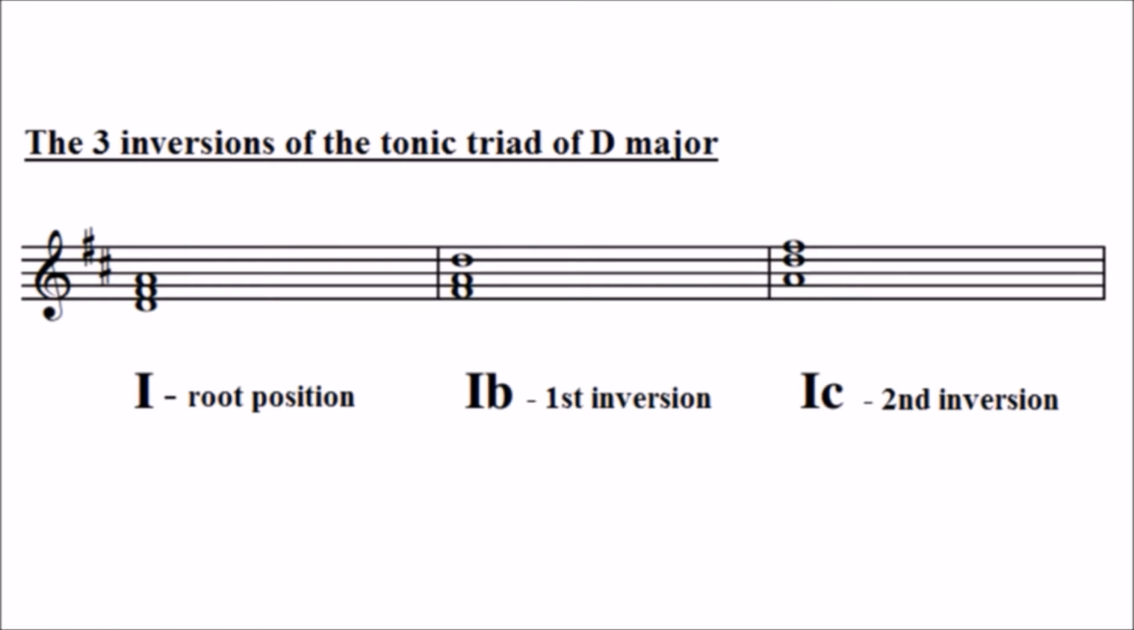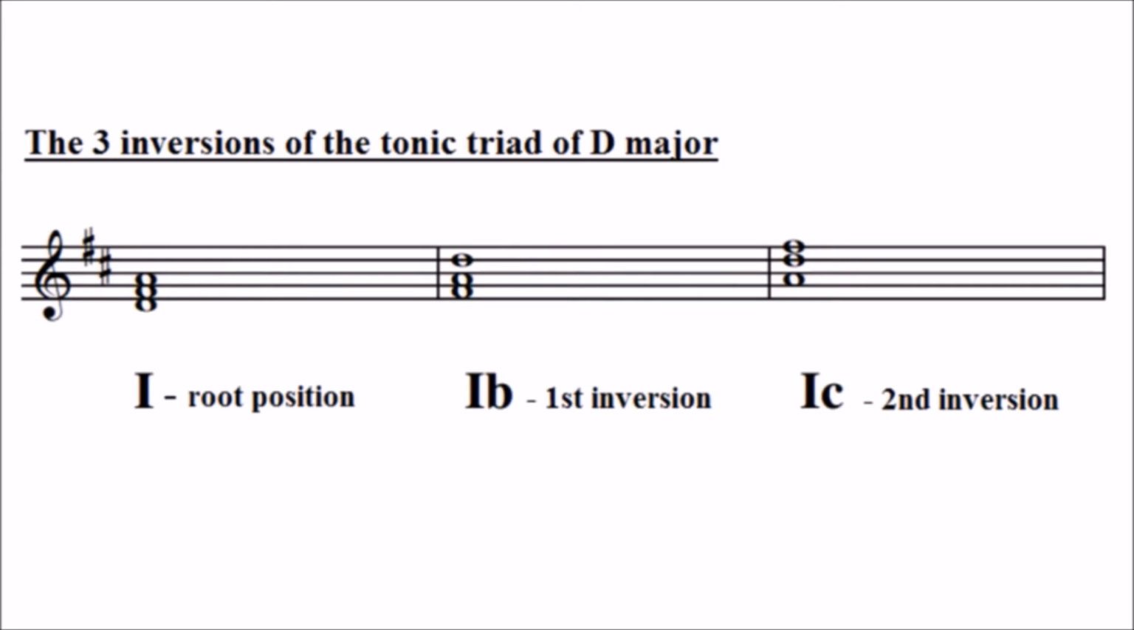To make this a little bit clearer, here are the 3 inversions of the tonic triad of D major. The normal chord of D major is D, F sharp and A, but the first inversion of D major has the F sharp at the bottom, and second inversion of D major has the A at the bottom. Notice also how they are described with Roman numerals and then a letter after them. The first chord is really Ia, but traditionally we leave off the a.